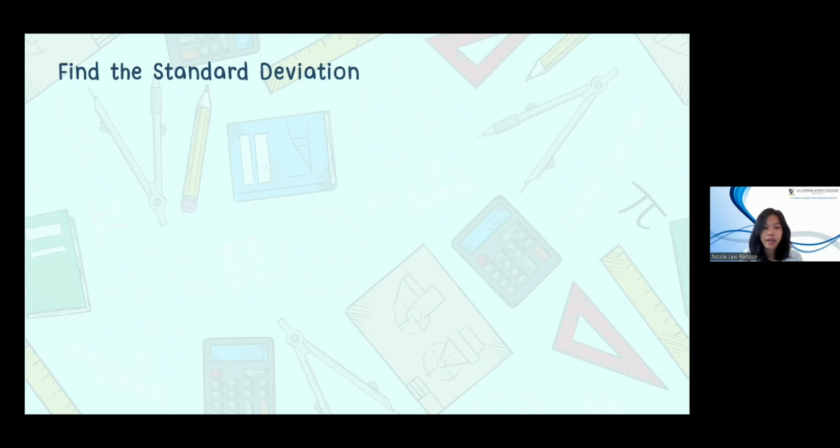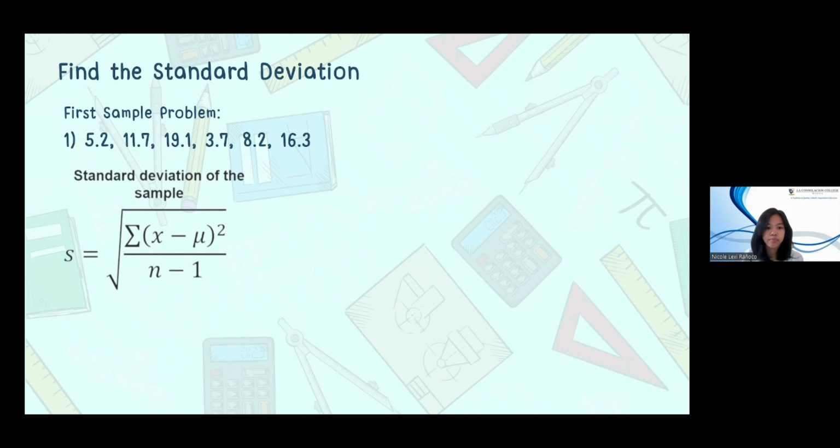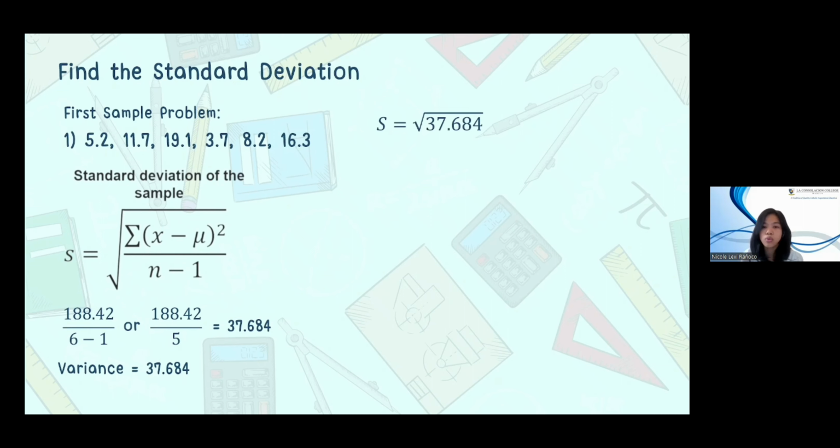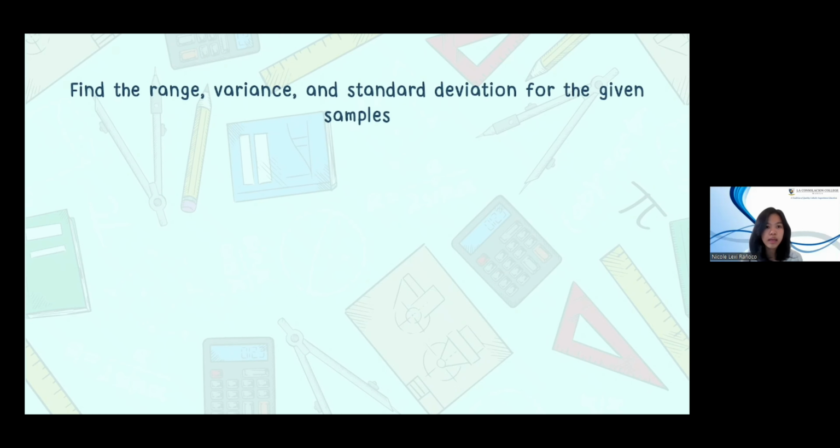Now that we have the variance, we can get the standard deviation. Since we are computing the standard deviation of the sample, we will use s is equal to the square root of the summation of the quantity of x minus mu squared over n-1. As mentioned, to get the standard deviation, we should determine the square root of the variance. Therefore, the square root of 37.684 is 6.13872951. Therefore, the standard deviation is 6.13872951. Let us now proceed to the next sample problem.